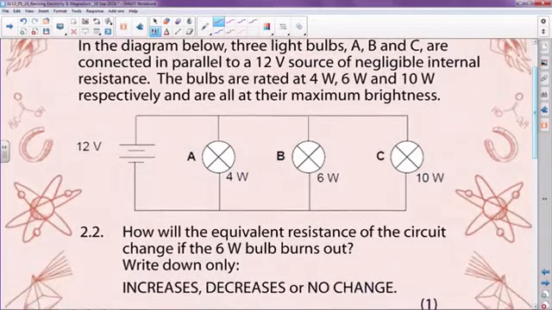Same question. How will the equivalent resistance of the circuit change if the 6-watt bulb burns out? Write down only increase, decrease, or remains the same. No change. Okay, I don't want you to guess. So I'm giving you a minute, and your minute starts now.